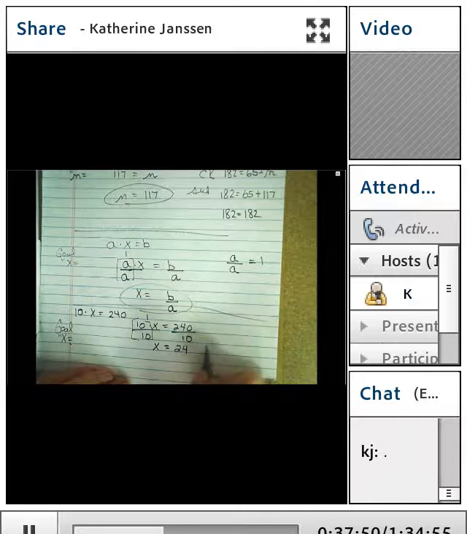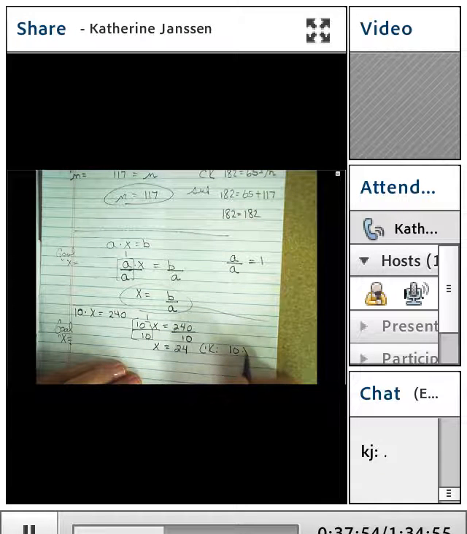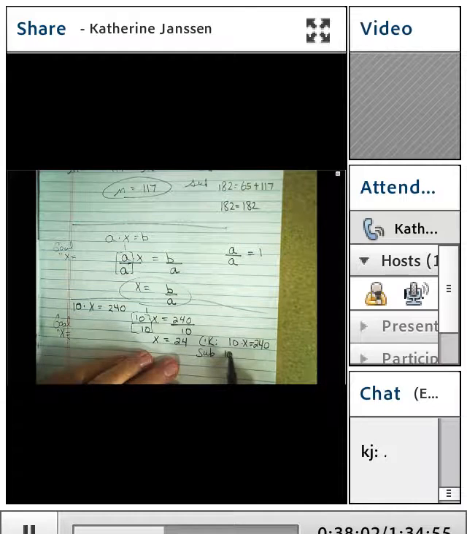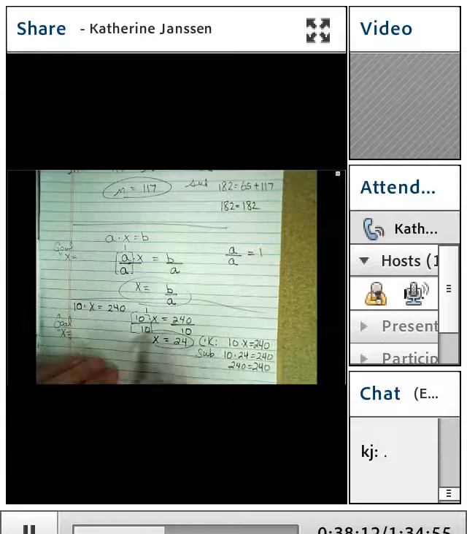So let's check. We had 10 times x equals 240. I'm going to substitute my answer for every occurrence of x. 10 times 24 is 240. And 10 times 24 is 240, equals 240. That is true, so I can circle my answer.